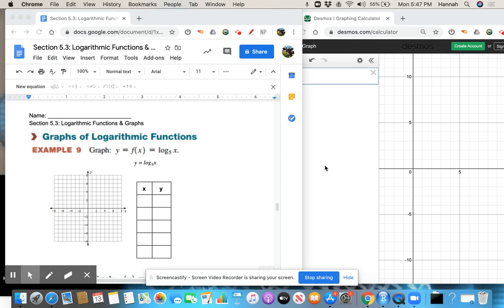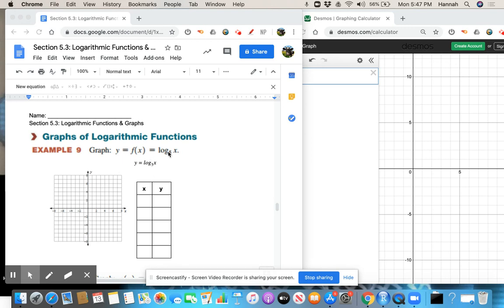So we're going to go ahead and finish out section 5.3. This video should go a lot shorter than the first one did because all we're really talking about is graphing. So I just want to remind you in example 9, the easiest way to go about graphing logarithms, first of all, is to change them to exponential form.